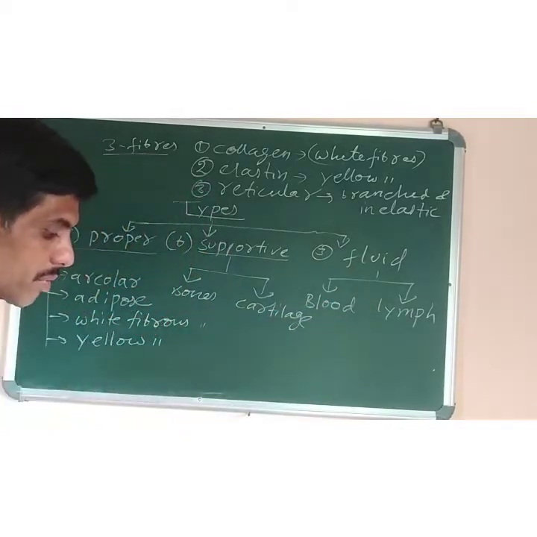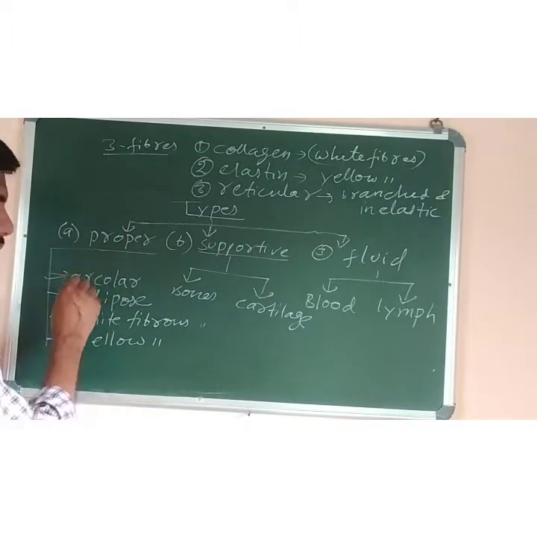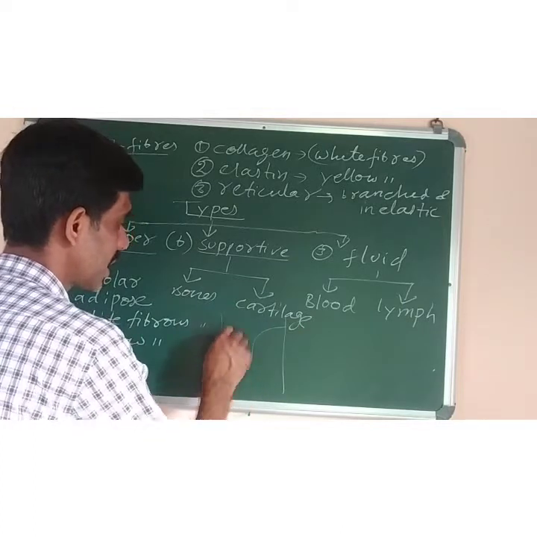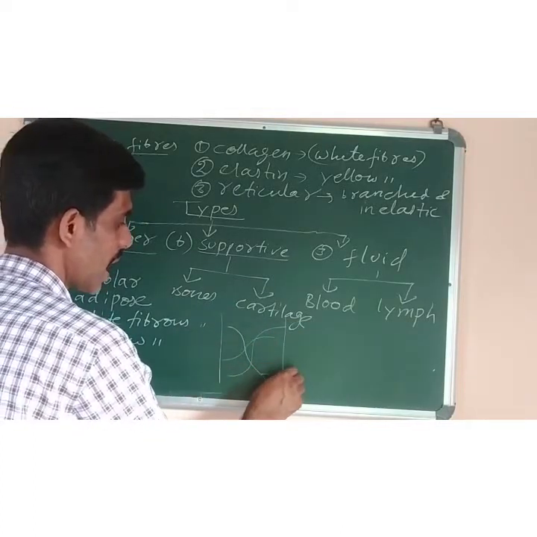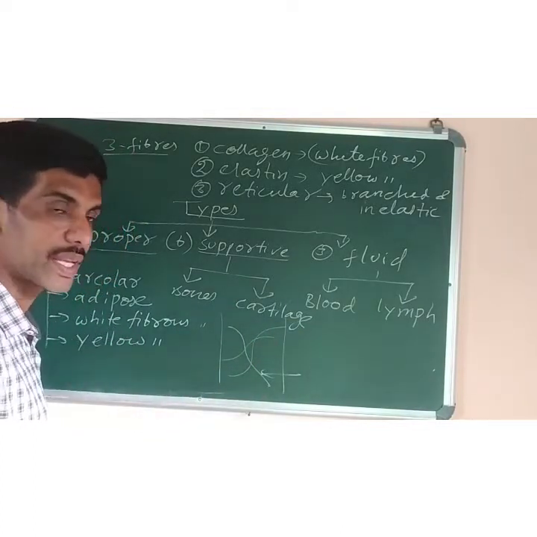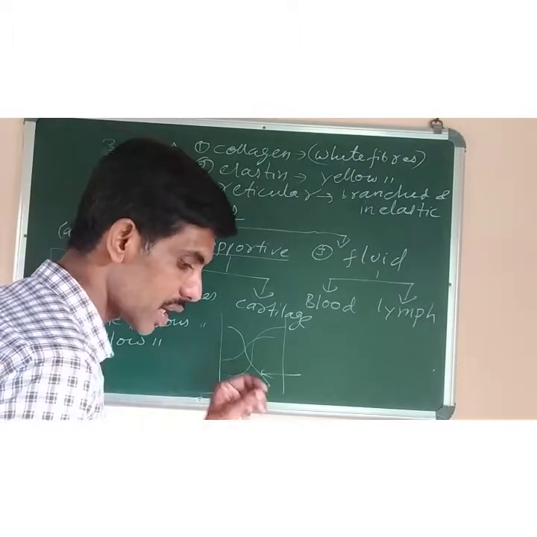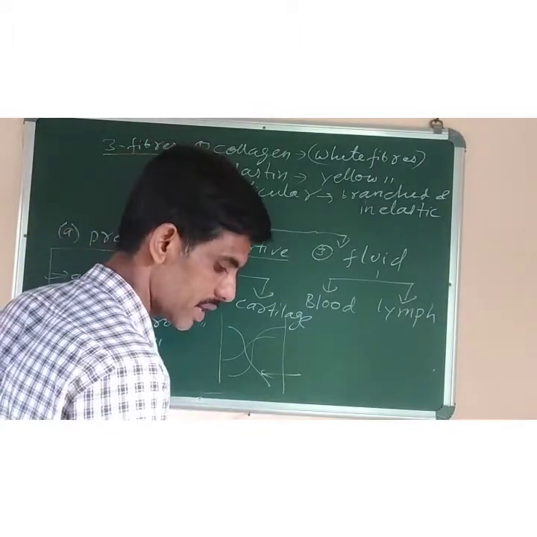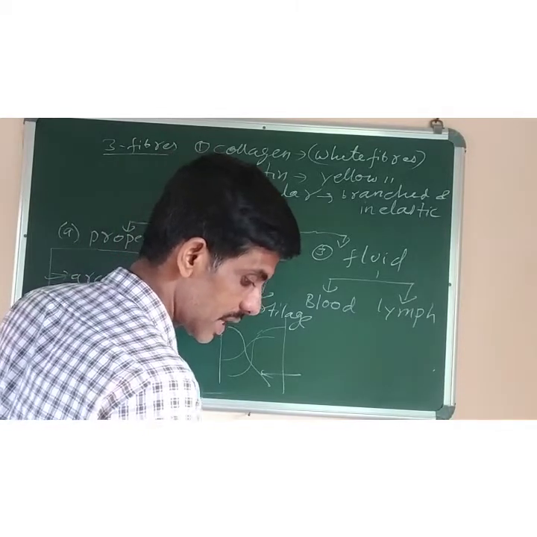Now, one by one, we have to start. Areolar connective tissue. Areolar connective tissue is made up of, if you see the diagram, this thread-like structure. These fibers are very thin. They are known as elastin fibers, whereas the thick fibers which are present are known as collagen fibers. So what are these called? They are known as elastin fibers.